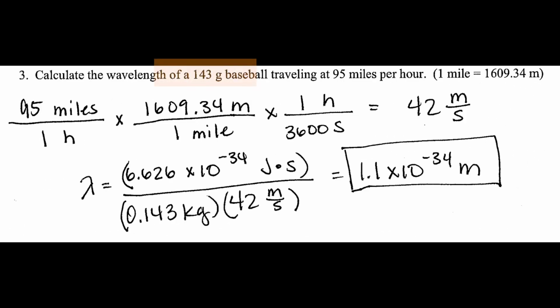For this problem, we are given the mass in units of grams, so we'll need to convert that to 0.143 kilograms. We're given the velocity of the baseball in units of miles per hour. So the first thing we need to do is a unit conversion from 95 miles per hour to 42 meters per second. From there, we can plug into the equation for Planck's constant. We can plug in for our mass in units of kilograms and our velocity in units of meters per second. Be sure you use parentheses for the denominator of that equation, and when you solve, you should get 1.1 times 10 to the negative 34th meters.